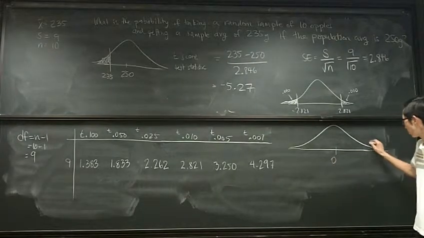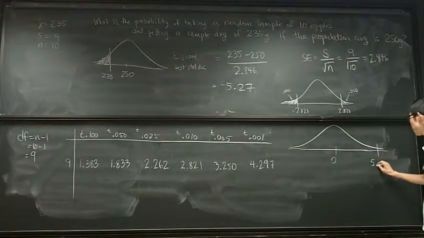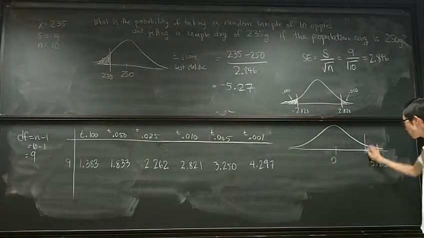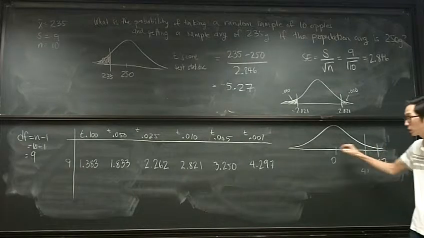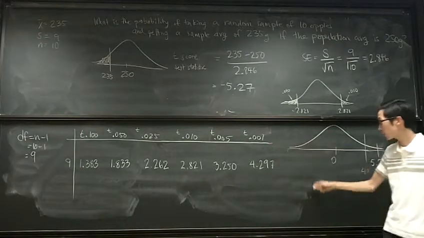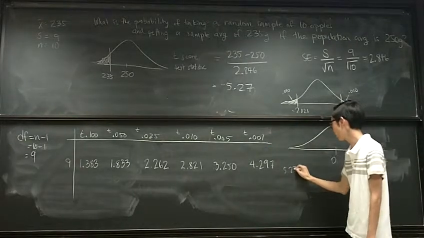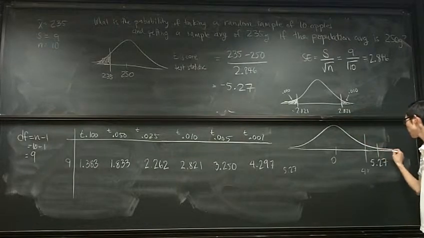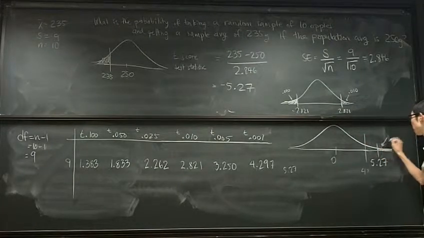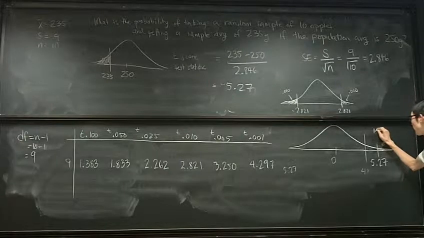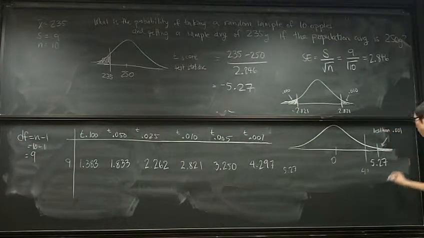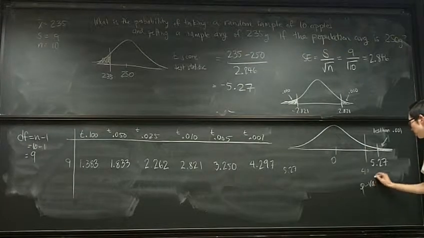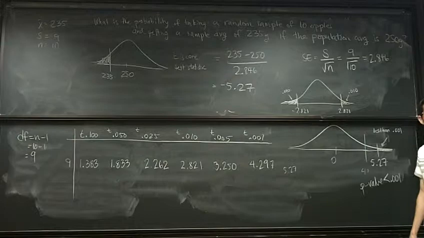So where I am is at 5.27, okay? If I happened to be at 4.297, I know that the amount in my tail would be 0.001, okay? But where I'm actually at is 5.27. So I don't know exactly how much is in there, but I do know for certain that the amount here is going to be less than 0.001. So my p-value is less than 0.001.